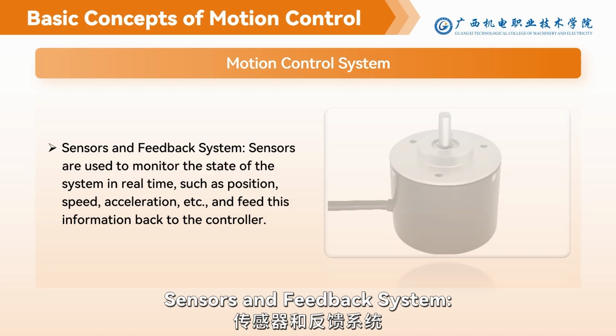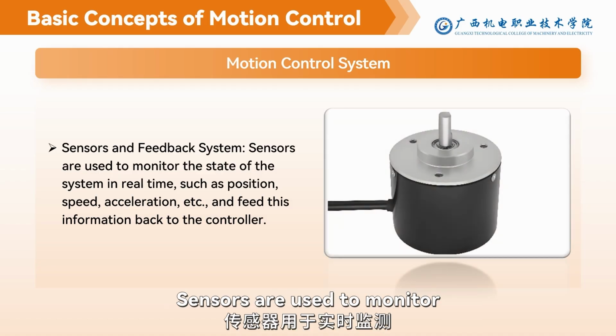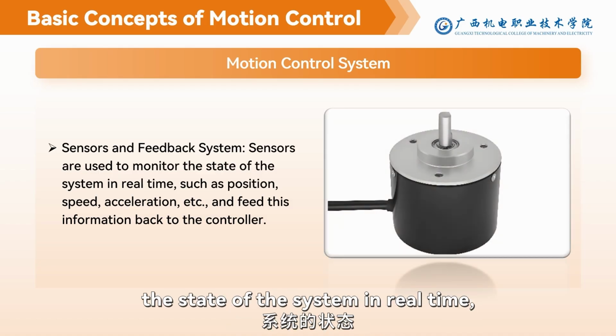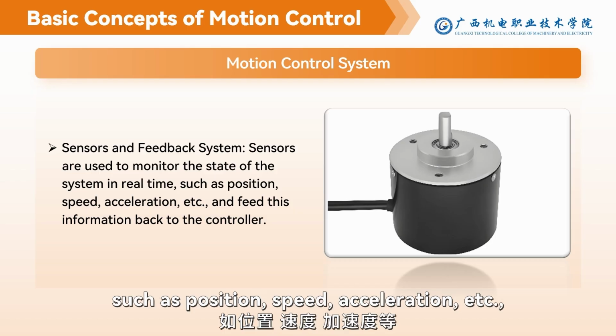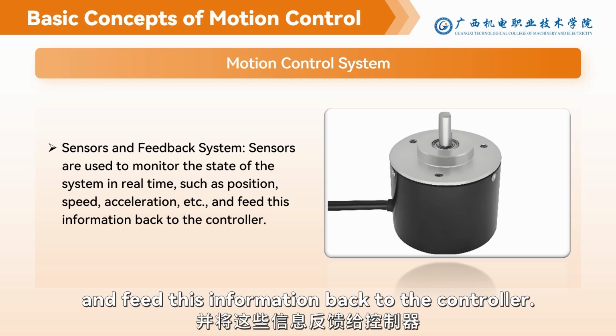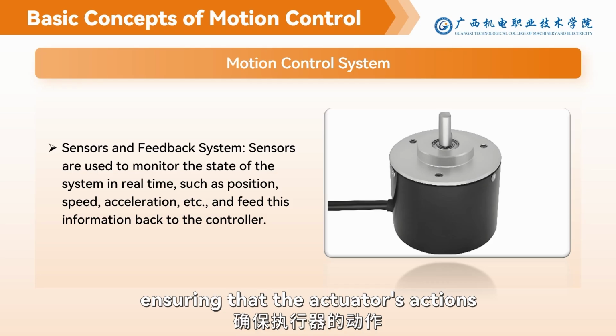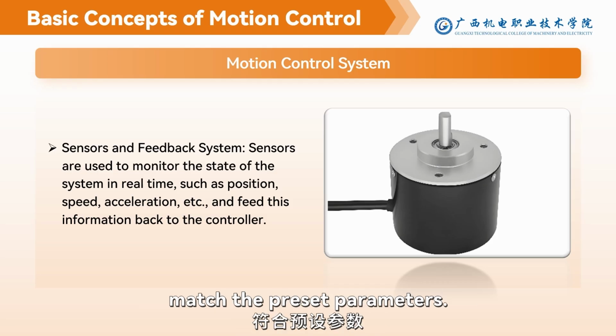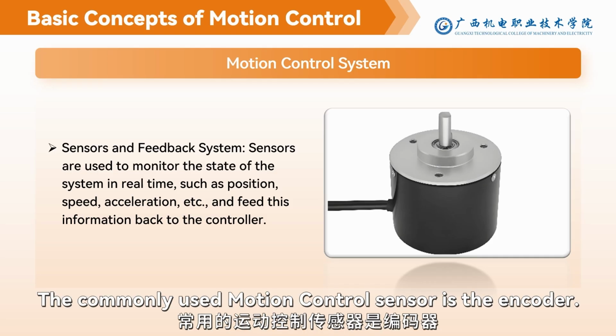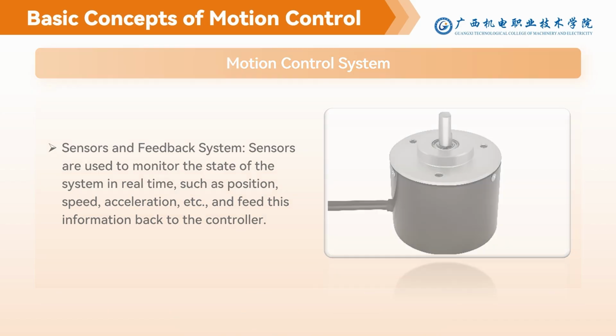Sensors and feedback system. Sensors are used to monitor the state of the system in real time, such as position, speed, acceleration, etc., and feed this information back to the controller. This enables the system to achieve closed-loop control, ensuring that the actuator's actions match the preset parameters. The commonly used motion control sensor is the encoder.